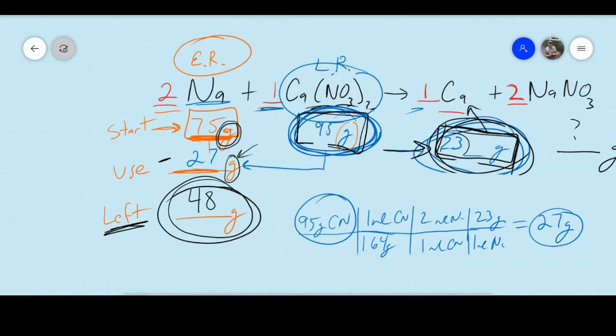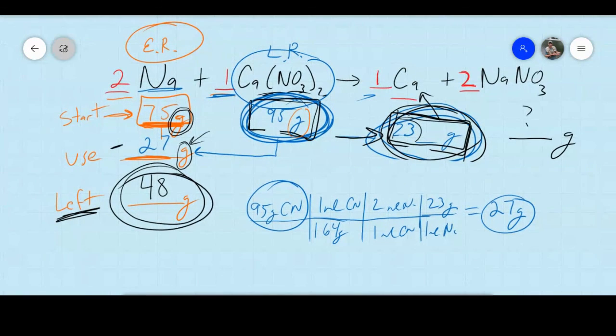All right. There are other methods to determining the excess and limiting reactants in problems, but these are the two that students usually understand the most. And so those are the ones I wanted to show you. This takes practice, and the more you practice and really think about what you're doing, the better you get and the more you understand these problems.